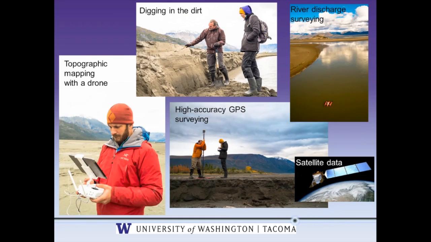So we collect topographic data with a drone. We produce very high-resolution topographic models. We do high-accuracy GPS surveying. We dig around in the dirt. We do river surveying, as well as use a lot of data collected by satellites thousands of kilometers up into space to look at large-scale changes of the landscape. And so I'll show you some of the data and imagery from these various tools.